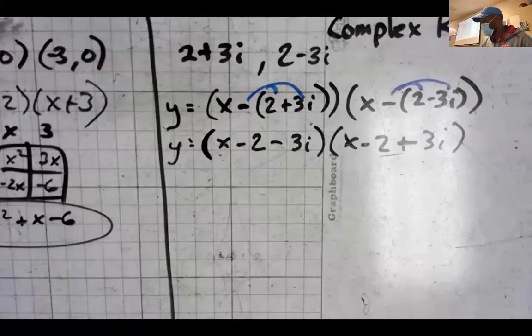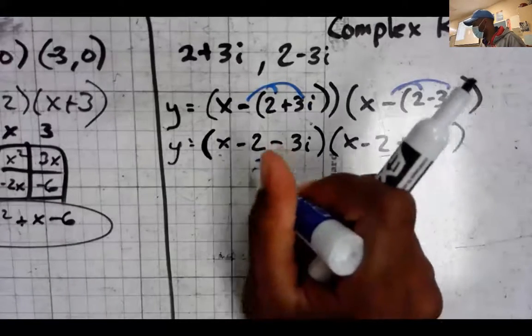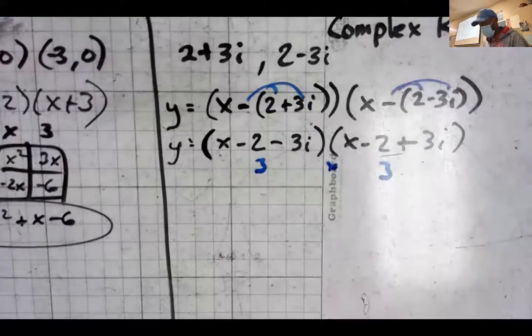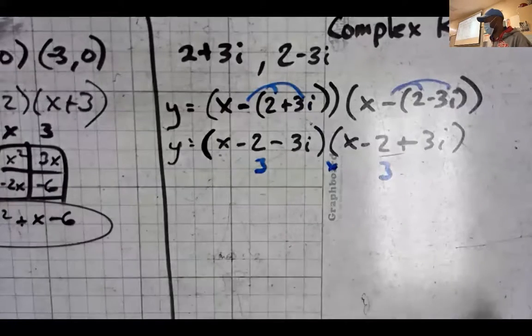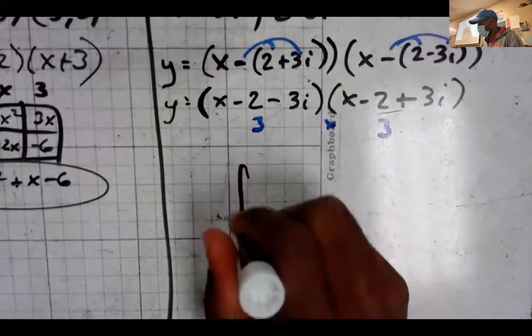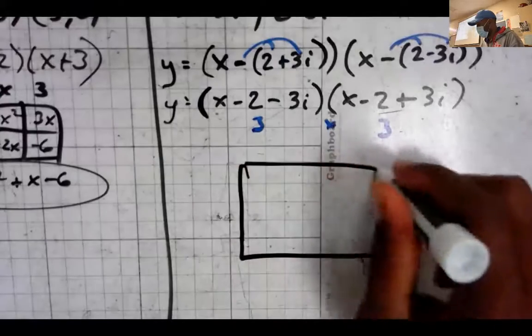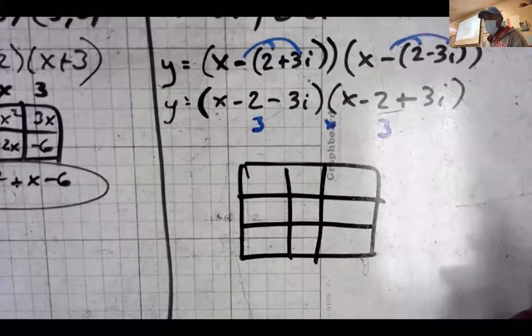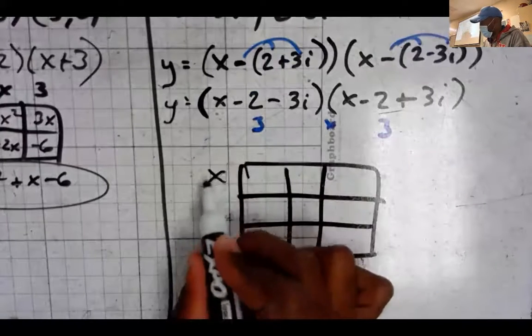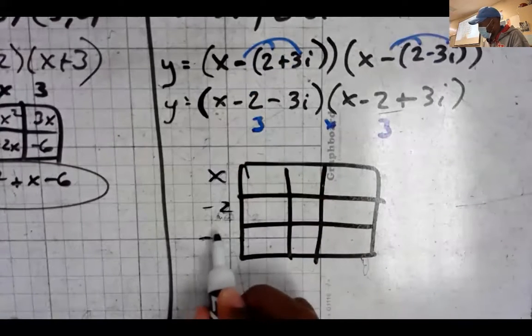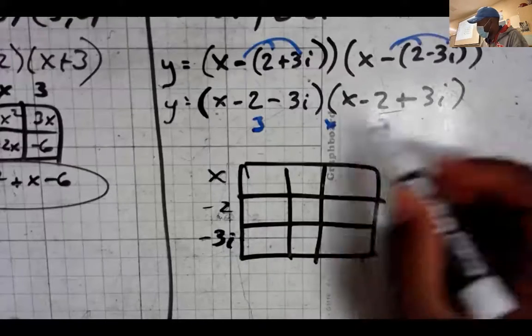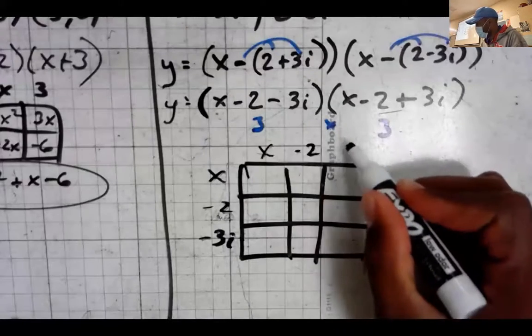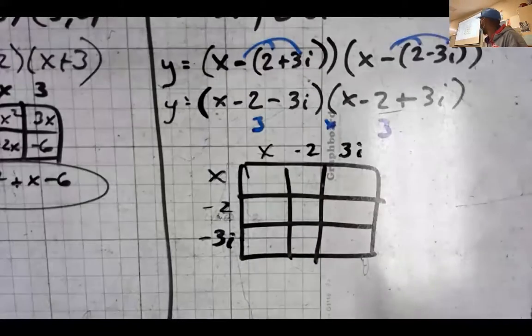Okay, so I have 3 terms here and 3 terms here. So what kind of box do I need to make? 3 by 3? Yes, 3 by 3. Now I'm going to put these factors on this side and these factors on this side. And we're going to multiply out each term.